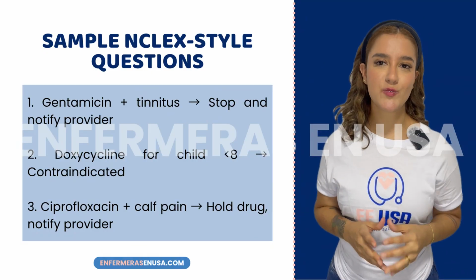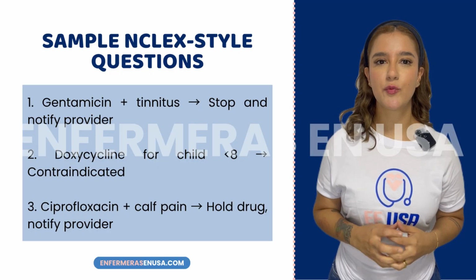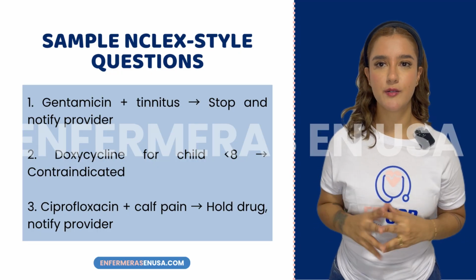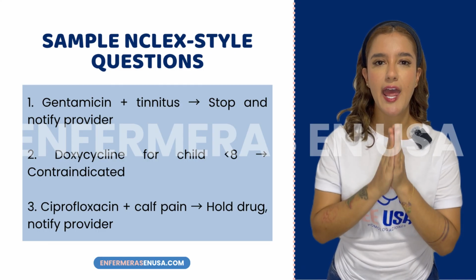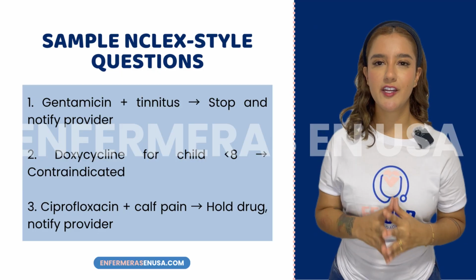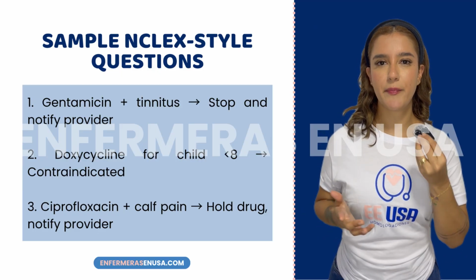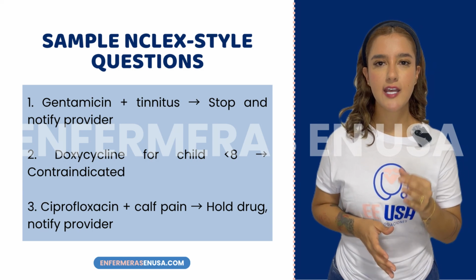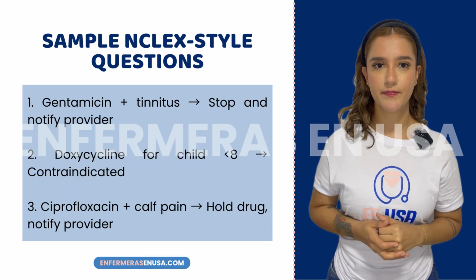Now, let's practice with some examples. A patient receiving gentamicin reports tinnitus and vertigo. What should the nurse do? Stop the medication and notify the provider. A child under 8 years old has been prescribed doxycycline. What is the nurse's best action? Contact the provider since tetracyclines are contraindicated.